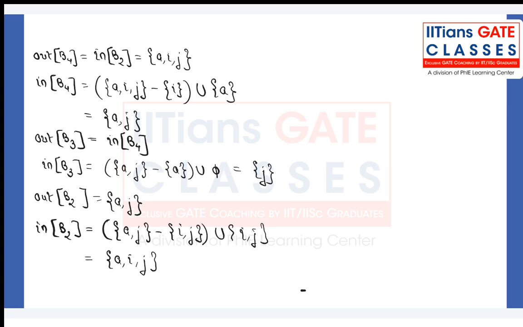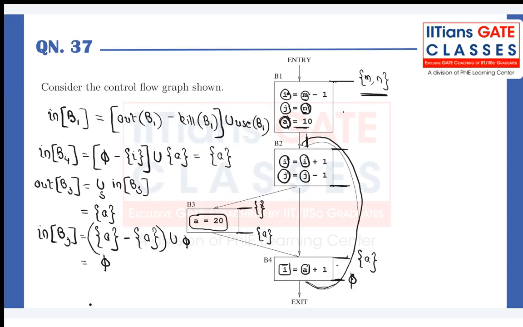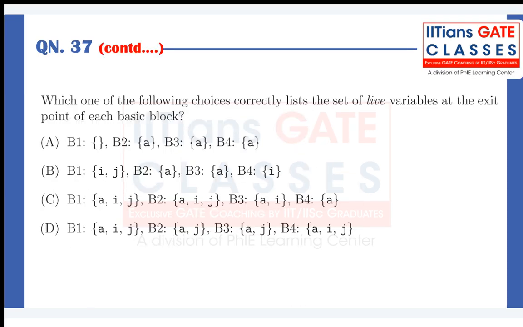Out of B2 is AJ. Out of B3 is AJ. And out of B4 is AIJ. So AIJ, AJ, AJ, AIJ. Is there any such option? Option D is the right answer.